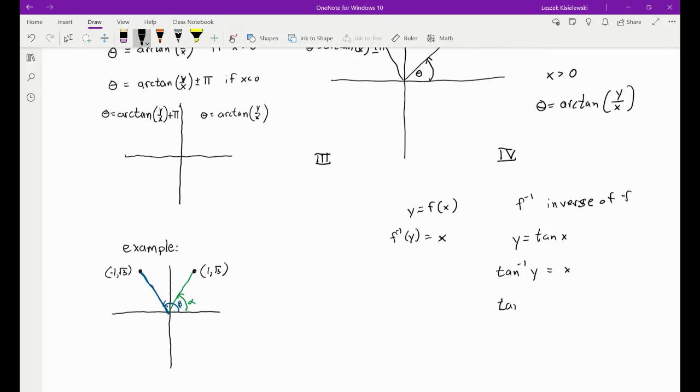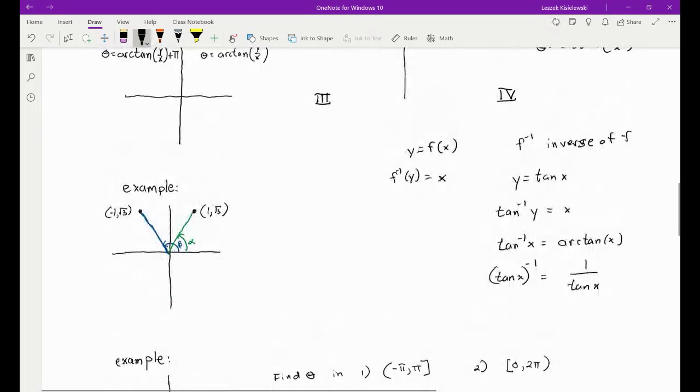So this might mean the same as arctangent of x in the sense of inverse, but that's not the same as saying tangent of x to the -1 power, right? Which would now mean reciprocal. So just a note: these are confusing notations meaning two different things.